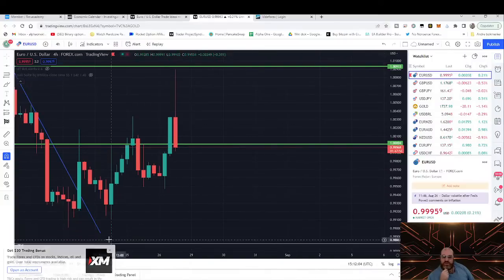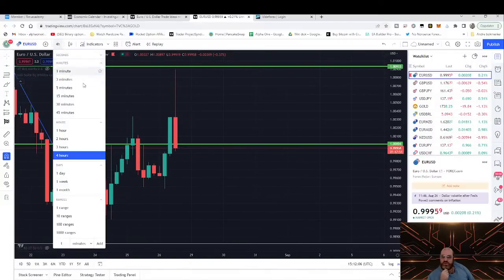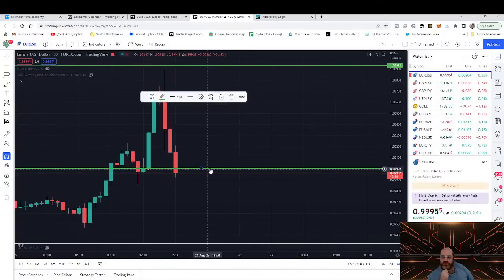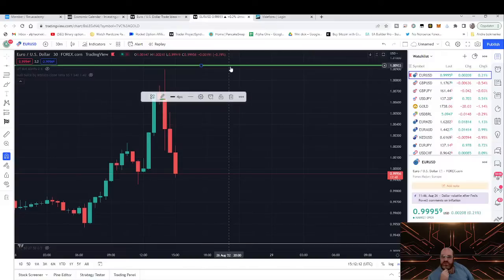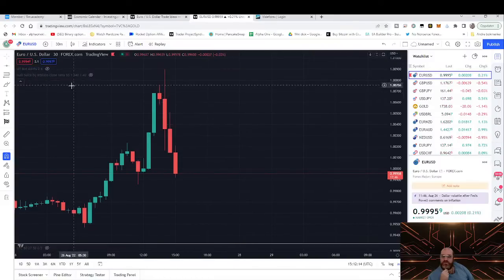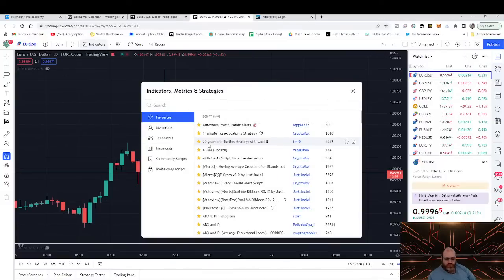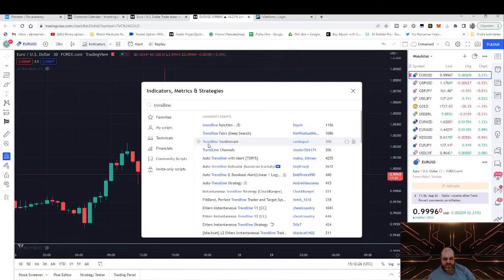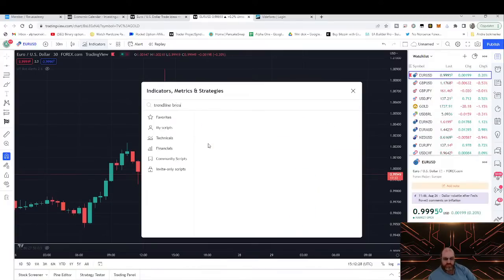But we can always look to the smaller time frame. What I will now show you is a new indicator I found very interesting. Let's remove this one here. What you search for is trend line, space, and you write break.